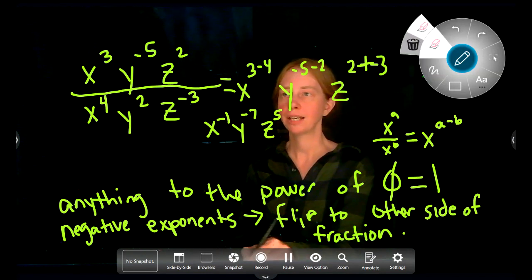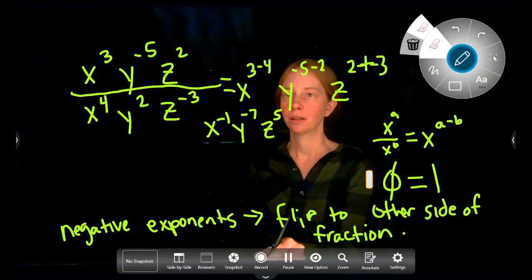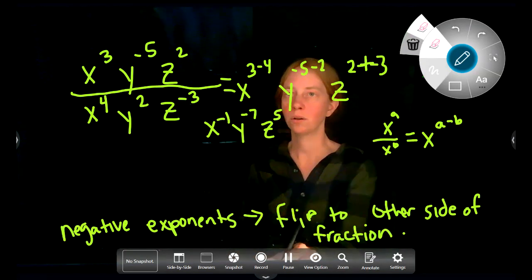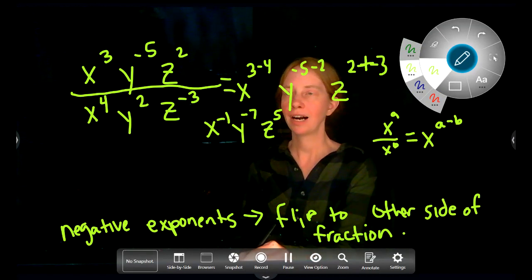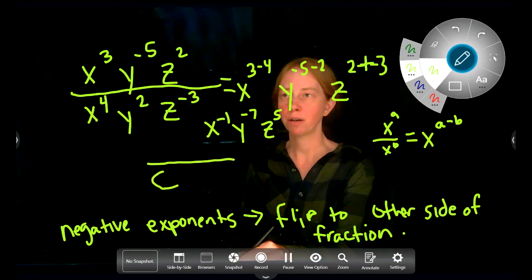Okay, so I'm going to erase some of this stuff at the bottom. We know our 0 rule. We're going to keep this, the flip to the other side of the fraction. Okay, so our x has a negative exponent. That means it's going to go on the bottom of our fraction.